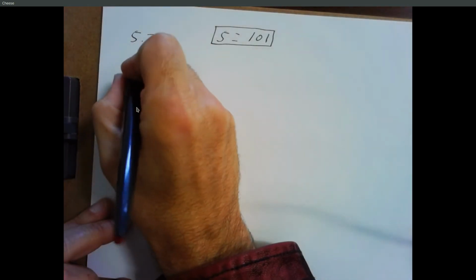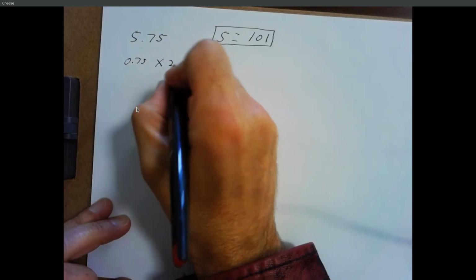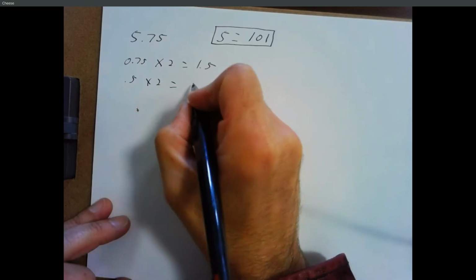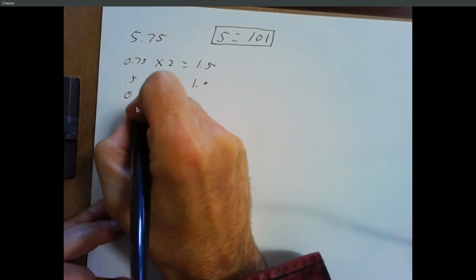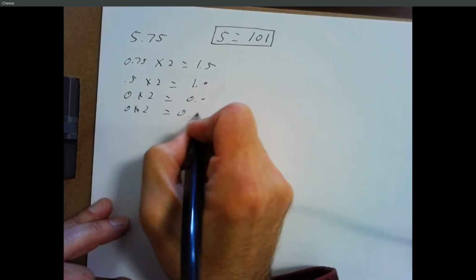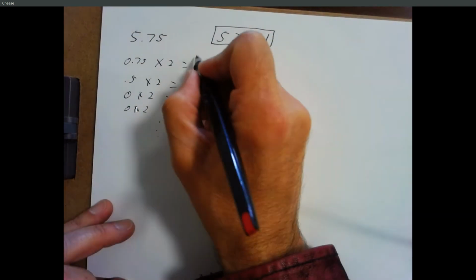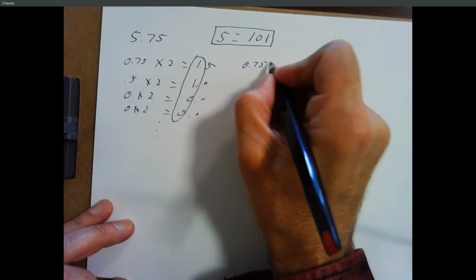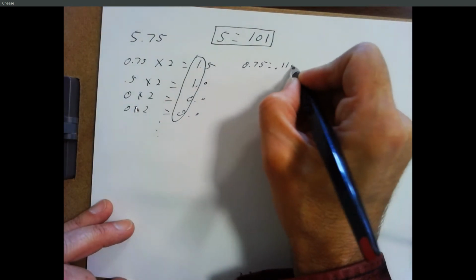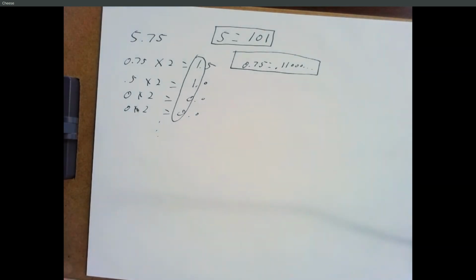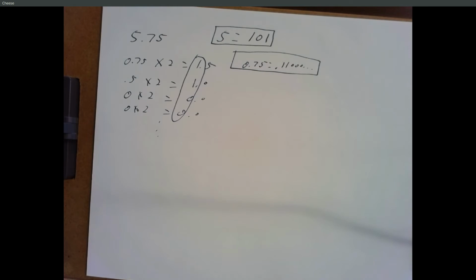Okay, 0.75. Well, let's do this times 2 equals 1.5. 0.5 times 2 equals 1.0. All right, and I'm done, so I'm going to look at this piece, and so I'm going to say 0.75 equals 0.11000 with a bunch of zeros. And annotate that piece clearly.